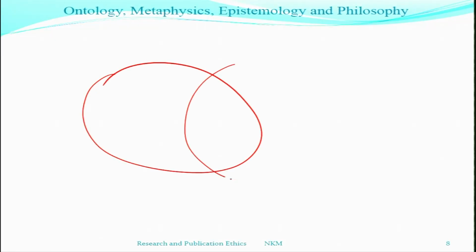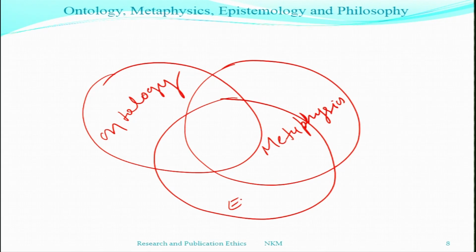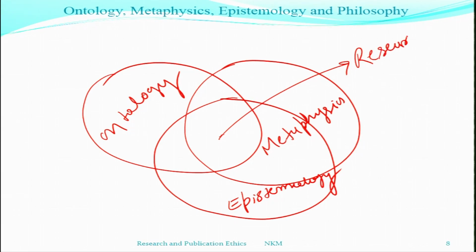So let's first try to understand what ontology, metaphysics and epistemology are in philosophy, and how they constitute the very idea of research philosophy. Let's draw a Venn diagram like this. In one circle we can talk about ontology, then we can talk about metaphysics, and then epistemology. That's where we can locate the common area of all these three: ontology, metaphysics and epistemology. And then we can talk about the idea of research philosophy.